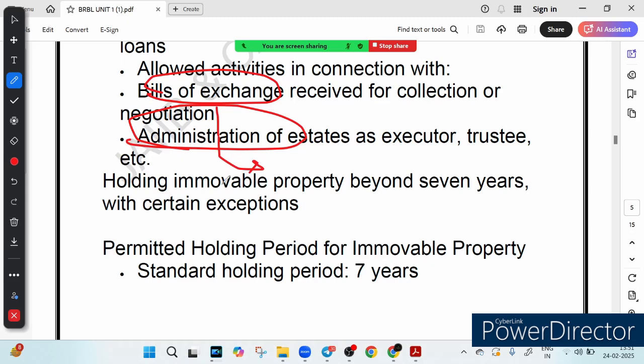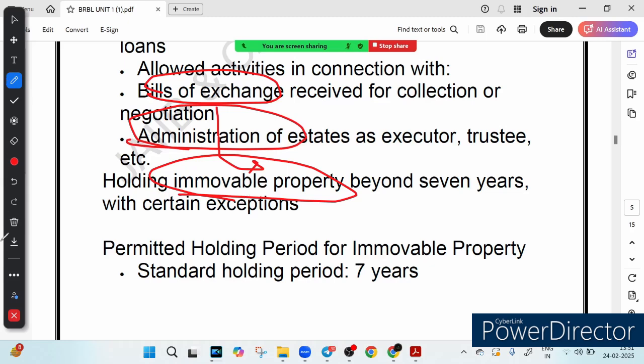Another cool thing is immovable property. You see this word, immovable property, like land and buildings. A bank can hold on to property for up to 7 years. If they need to sell it earlier, they can. If they need more time, the RBI can grant them an extension of 5 more years to help protect depositors' interest, right? So the standard holding period for immovable property is 7 years, but they can get a 5-year extension more.